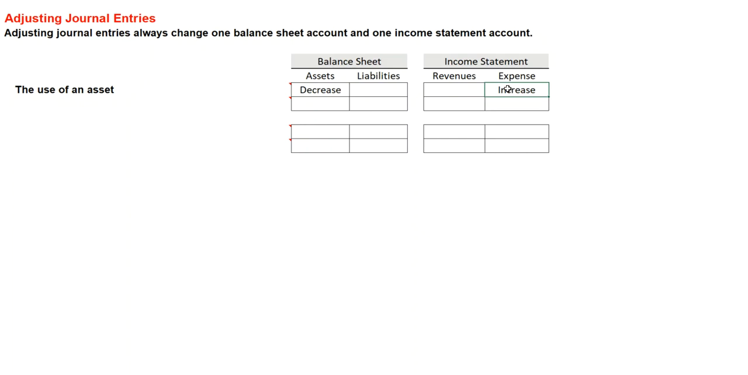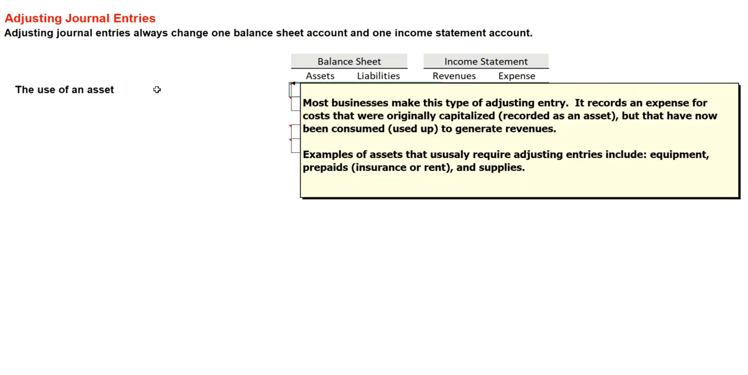We want to record a decrease in an asset and we want to record rent expense or insurance expense. If we've purchased supplies and recorded them as an asset, as we use up those supplies, we want to decrease supplies and record an expense. So again, most all types of businesses make this type of adjusting entry, one that involves the decrease of an asset and recording an expense.